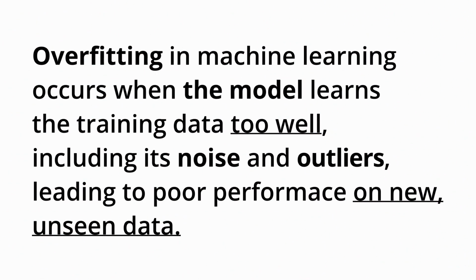And this problem in machine learning, when the model is very good at solving the task during training and it's not so good at predicting the labels outside the training data, is called overfitting. So overfitting in machine learning occurs when a model learns the training data too well, including its noise and outliers, leading to poor performance on new unseen data.